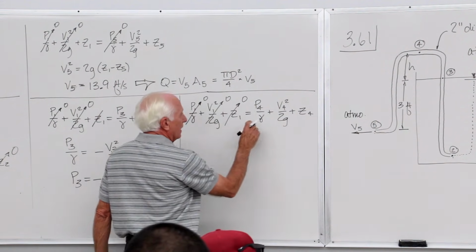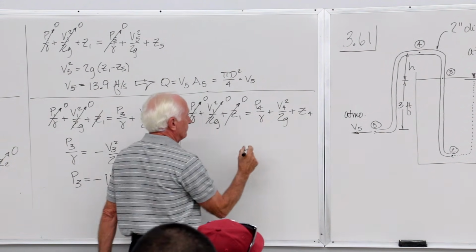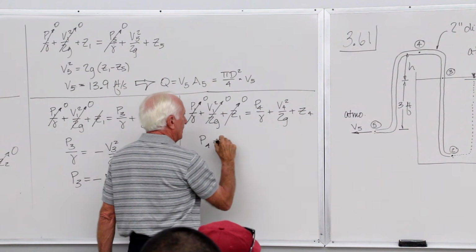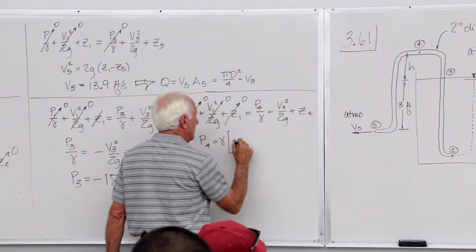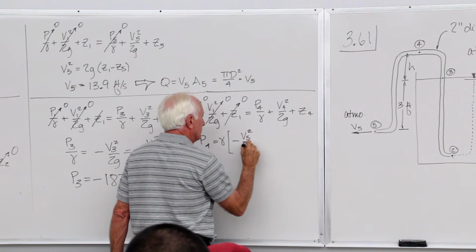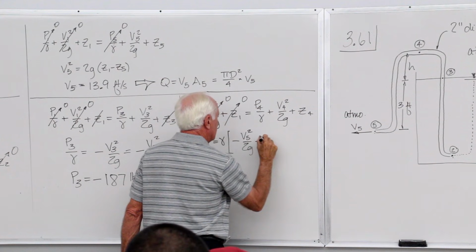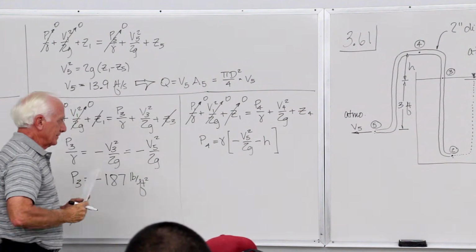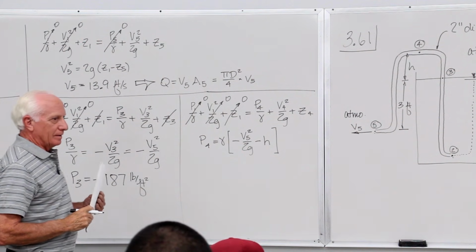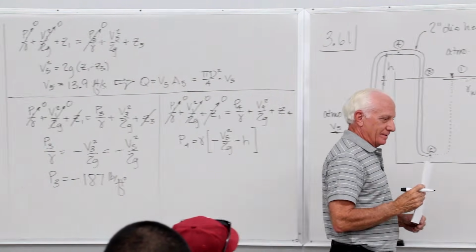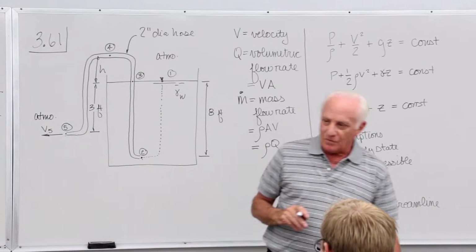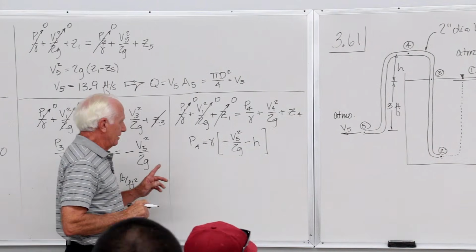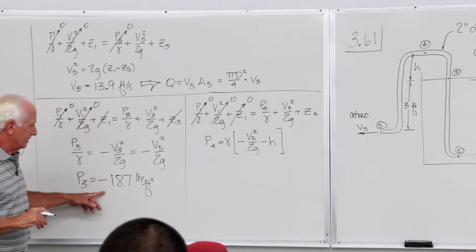Z4 is H. P4, I don't know it. V4, I know it. So P4 equals gamma times minus V5 squared over 2G minus H. Now, notice that the pressure is getting lower and lower. As a matter of fact, it's negative here.